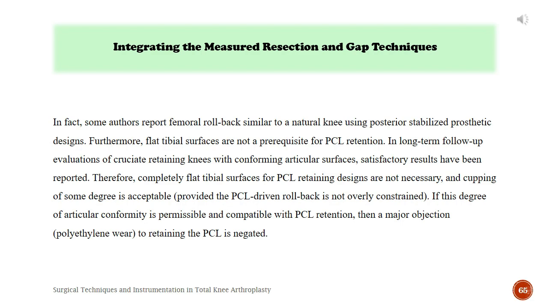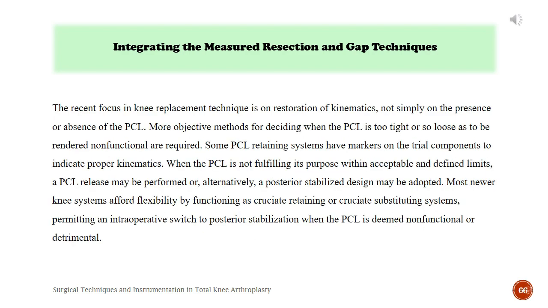If this degree of articular conformity is permissible and compatible with PCL retention, then a major objection, polyethylene wear, to retaining the PCL is negated. The recent focus in knee replacement technique is on restoration of kinematics, not simply on the presence or absence of the PCL. More objective methods for deciding when the PCL is too tight or so loose as to be rendered non-functional are required. Some PCL retaining systems have markers on the trial components to indicate proper kinematics.